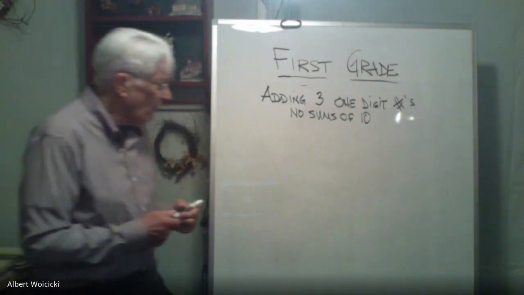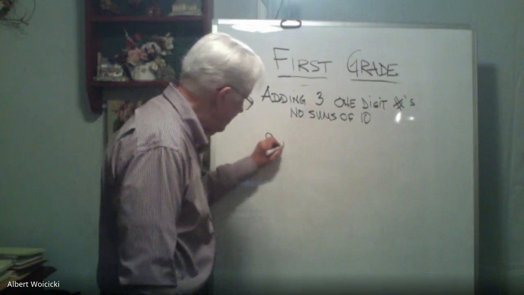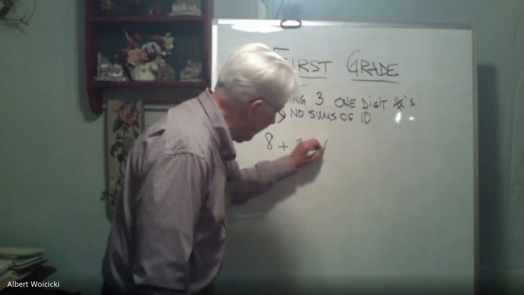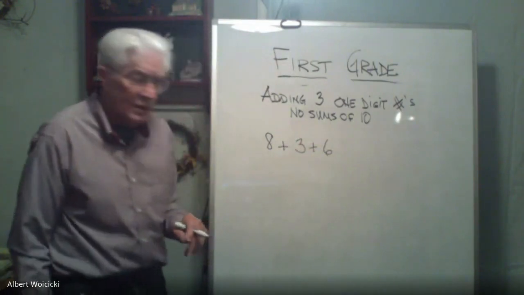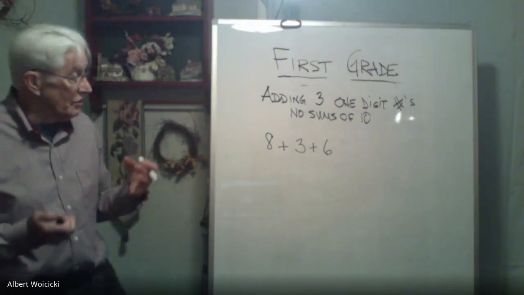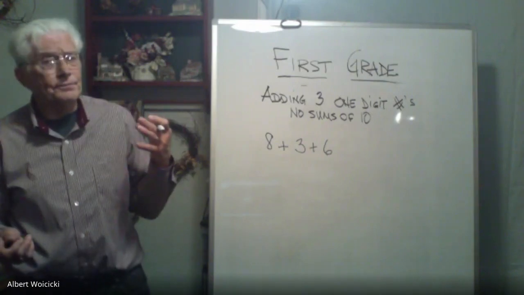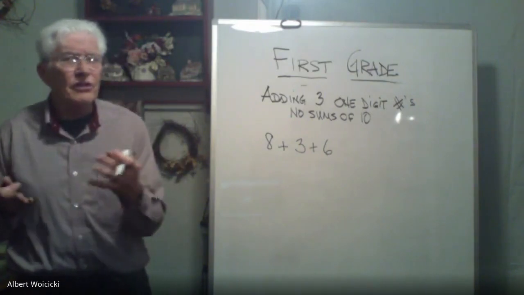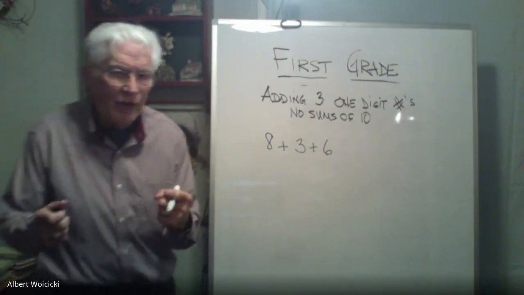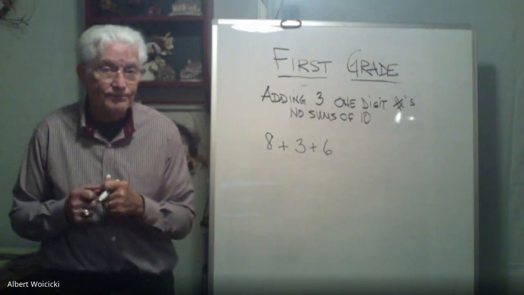Let's look at this. We've got three numbers. We've got the number 8 plus 3 plus 6. Now I want to add them together. As a teacher, there's no trouble adding these together and getting 17. But how are we going to bring this to our students? How do we get this to the kids? How do we make them feel comfortable about this when there is no 10 there?